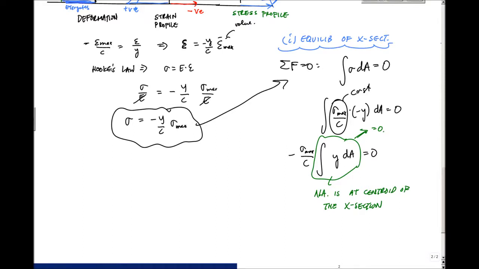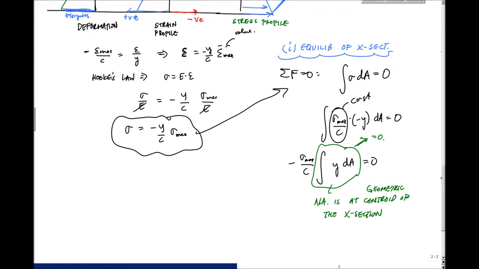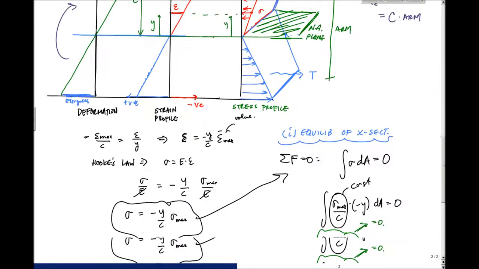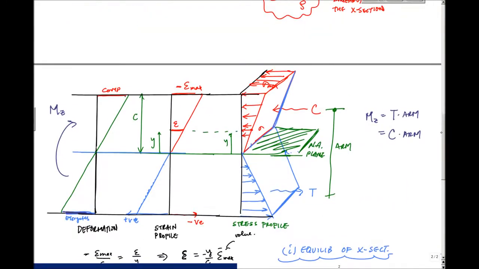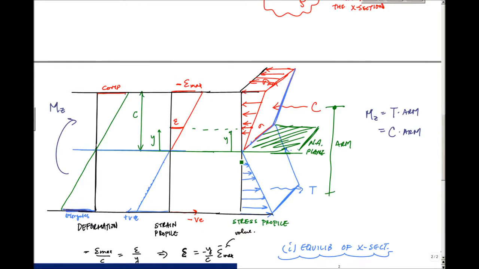And to be a little bit more precise, this is the geometric centroid of my cross section. The neutral axis is at the geometric centroid. Okay, so that tells us one thing. Now, if I take moments about the z-axis, so here, let's take moments. We have y, x. X was going this way, and z is going this way right here.